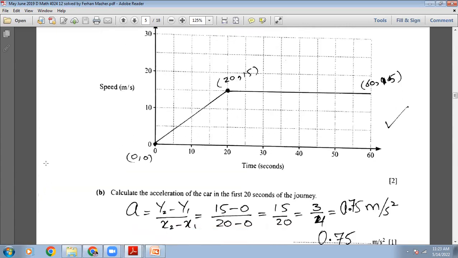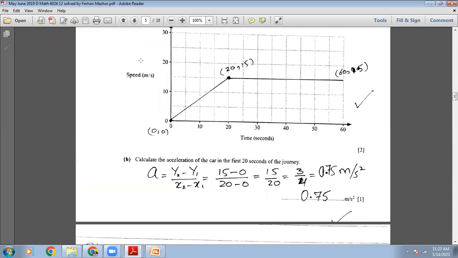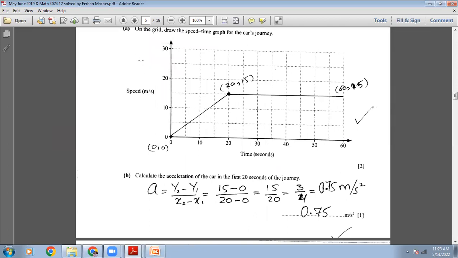The next question is, calculate the acceleration of the car in the first 20 seconds of the journey. Very famous question, a part of both the physics syllabus and the mathematics syllabus. It's a speed-time graph. If you want to find the acceleration, it is equal to the gradient of the speed-time graph. So take 2 points on the graph: 0,0 and 20,15. The formula for the gradient is y2 minus y1 divided by x2 minus x1. 15 minus 0 divided by 20 minus 0 is 15 by 20, cancel with 5, 3 by 4, and that will be 0.75 meters per second squared.